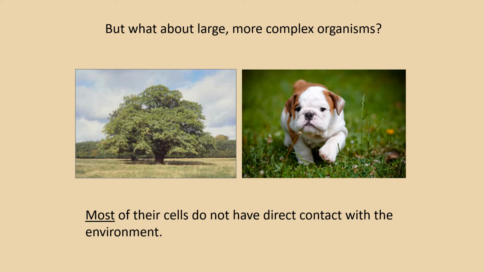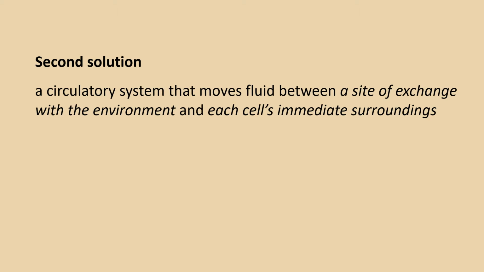But what about large, more complex organisms like that oak tree and the puppy, where there are cells deep in the bodies of those organisms that are pretty far away from the environment? It would be impossible to exchange materials at an adequate rate. So for these large, complex, multicellular organisms, natural selection had to come up with a different solution. How can it be that every cell in an oak tree's body or in a dog's body has access to exchange with the environment? And that solution is a circulatory system.